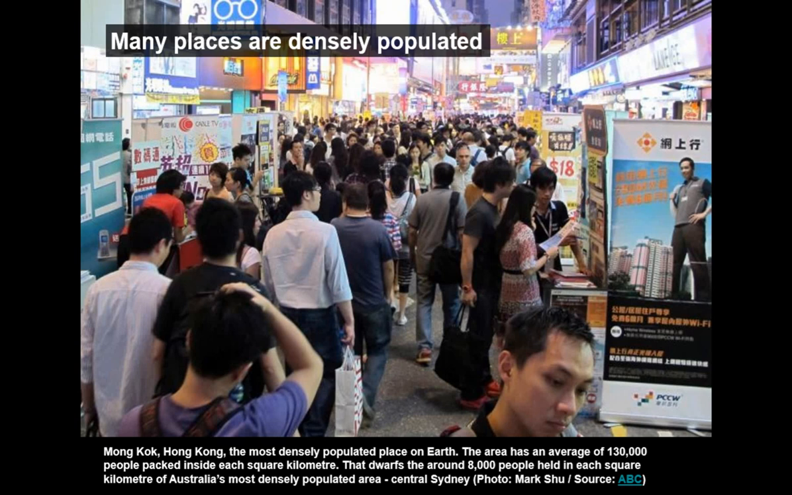And many places are densely populated. So in Hong Kong, there's the most densely populated place on Earth. It has an average of 130,000 people packed into each square kilometre. So just think about that.